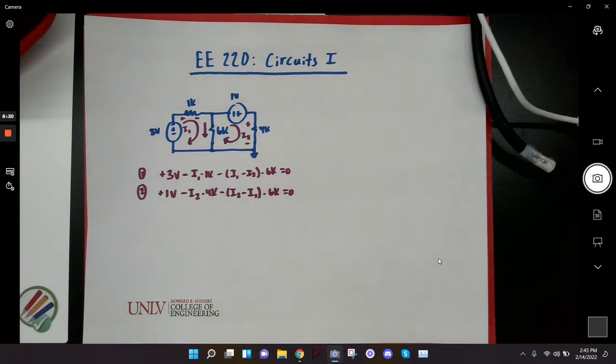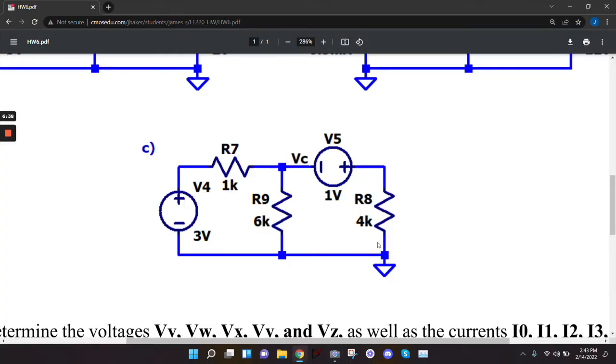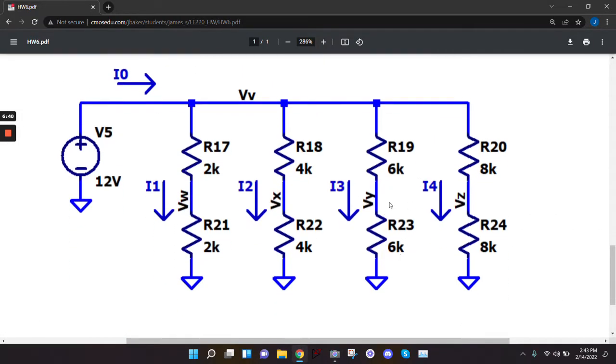All right. Any other questions about this? Yeah. This one? Was this 6? This was 6.